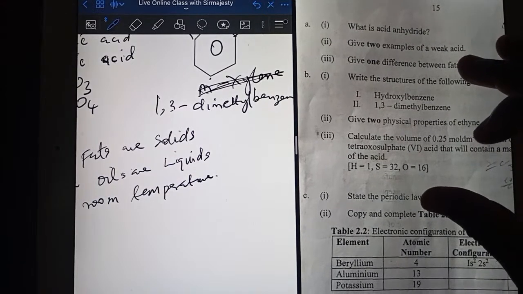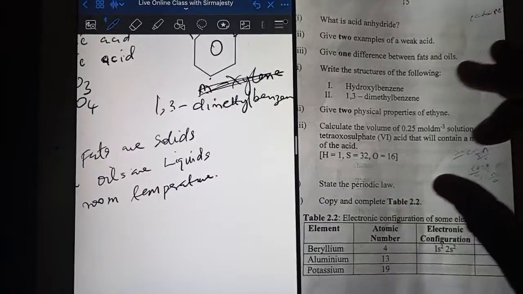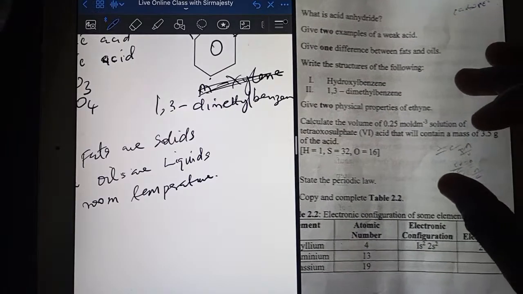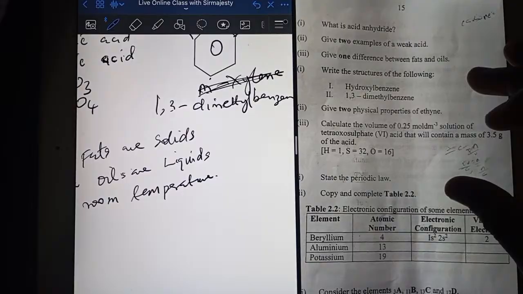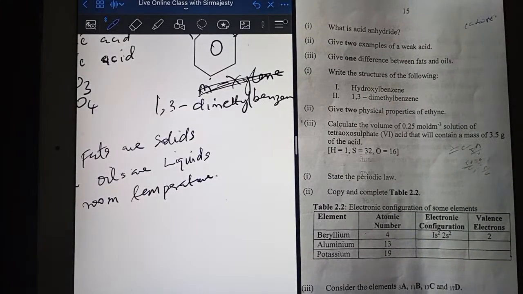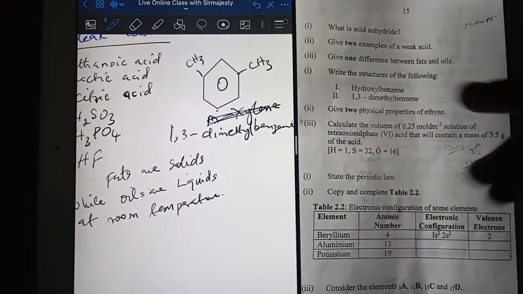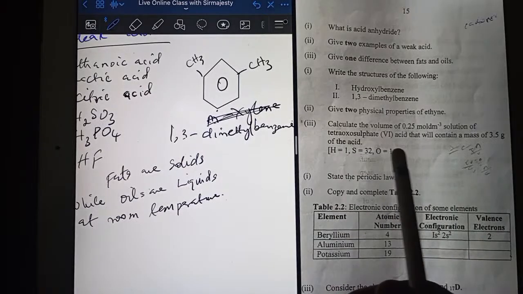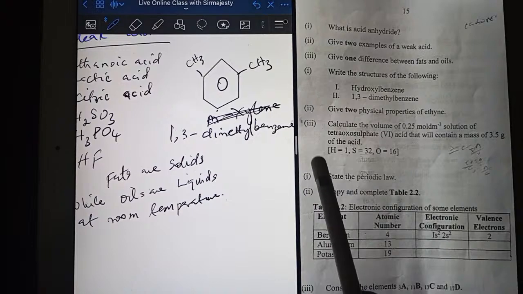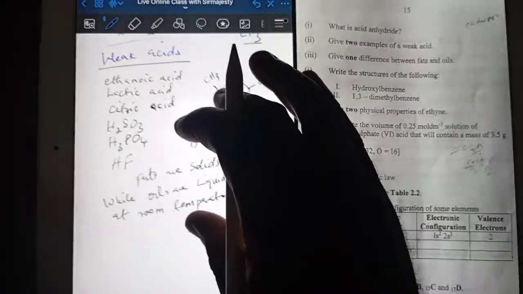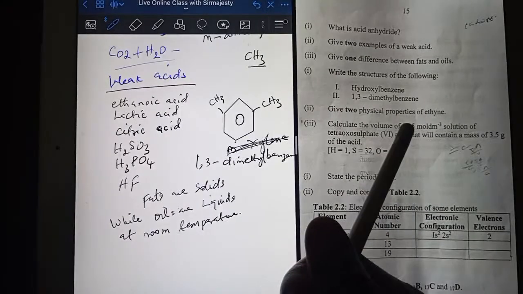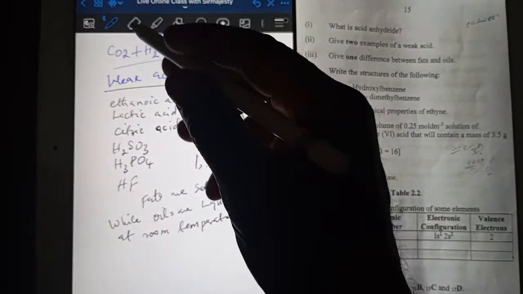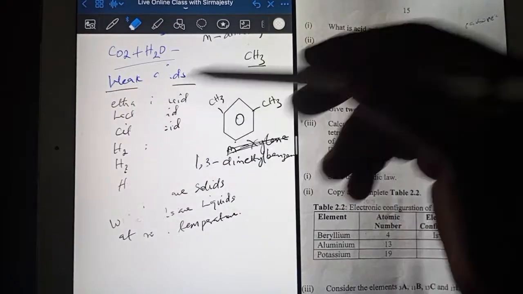The next one says: calculate the volume of 0.25 mole per dm cube solution of tetraoxosulfate 6 acid that will contain a mass of 3.5 gram of the acid. So we are going to convert this mass to mole, to make the two values be in the same unit.